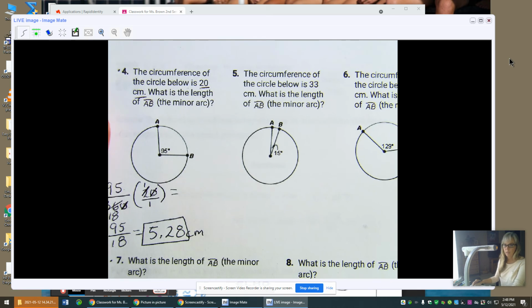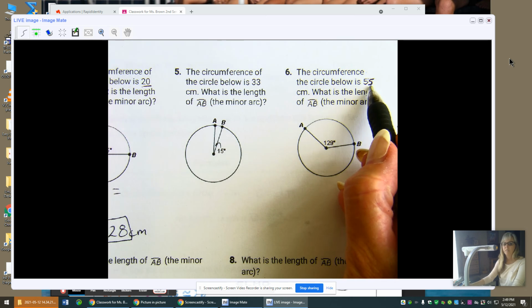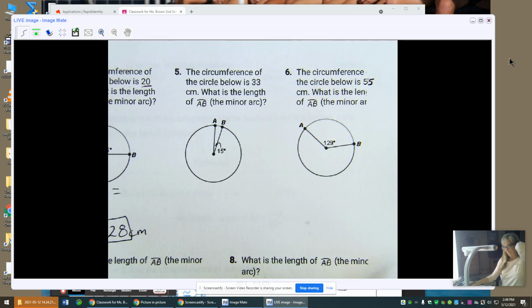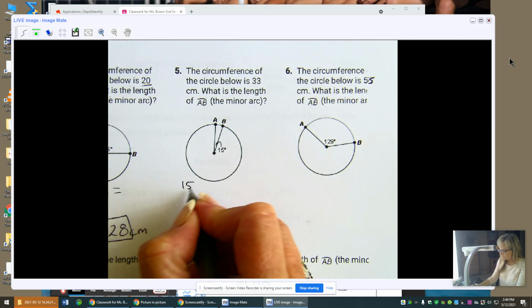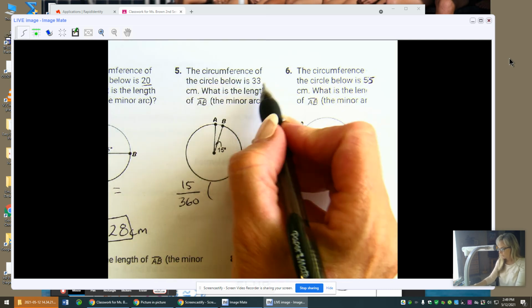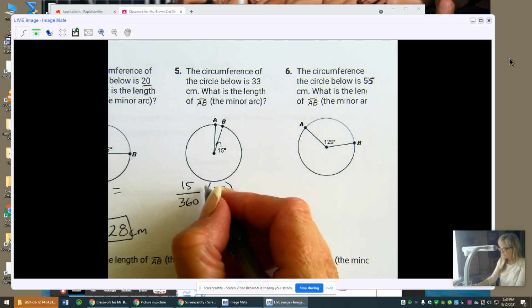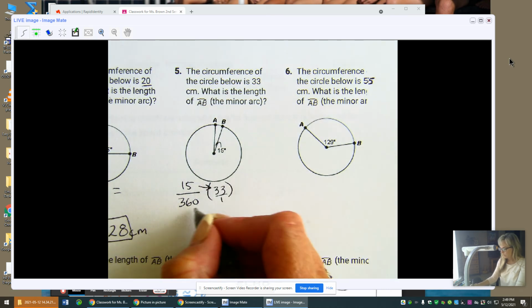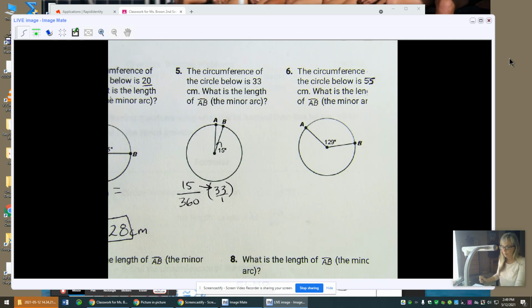So let's set up 5 just for another. I'm going to let you solve it, but I'll help you set it up. And 5 and 6 are exactly the same. By the way, 6 got cut off. It's 55 centimeters. These are exactly the same. So we take the arc measurement, 15 over 360, always over 360, times the circumference, which is 33. And you can just go, like I said, straight to calculator. Multiply those two, then divide by 360. I'll let you finish that problem. 6 is exactly the same.